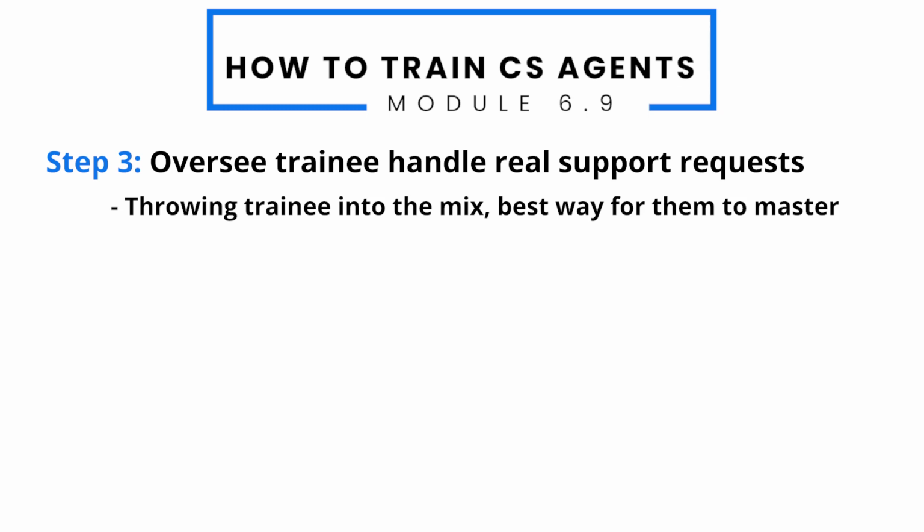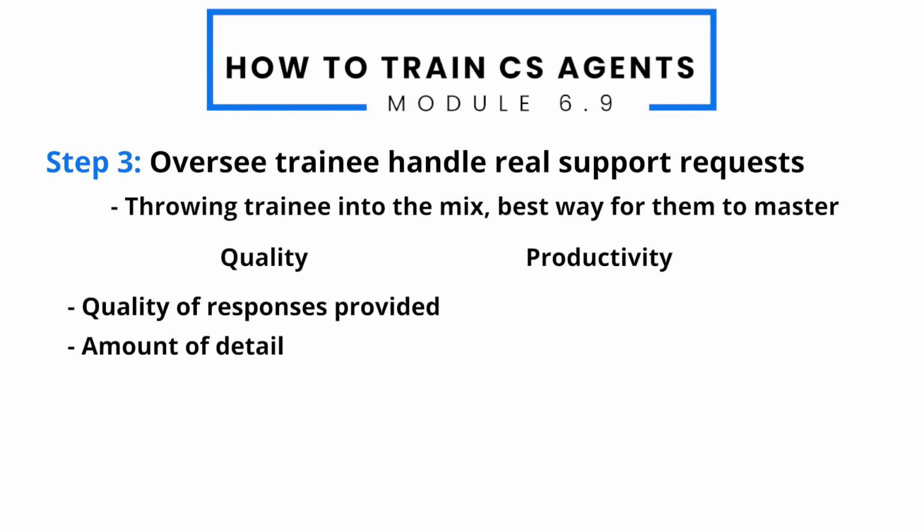Now, when it comes to tracking the efficiency of trainees and employees, we like to look at 2 factors: quality and productivity. In customer support, we think of quality as the quality of responses provided. This might include considering the amount of detail included in responses to customers, or it might be about how professional they were in their responses and whether or not they used proper grammar.